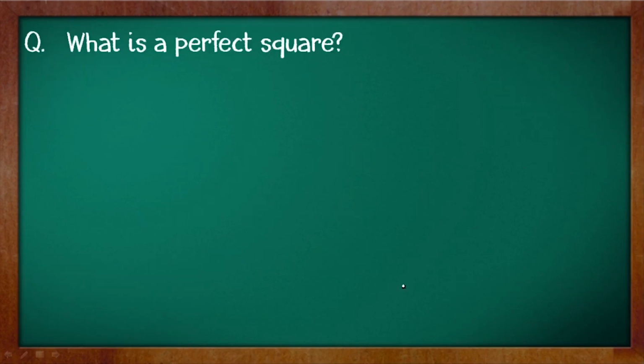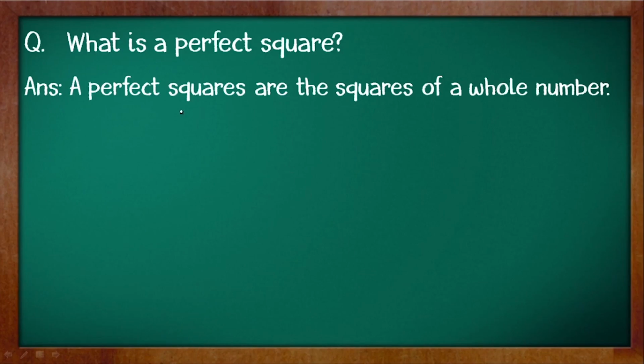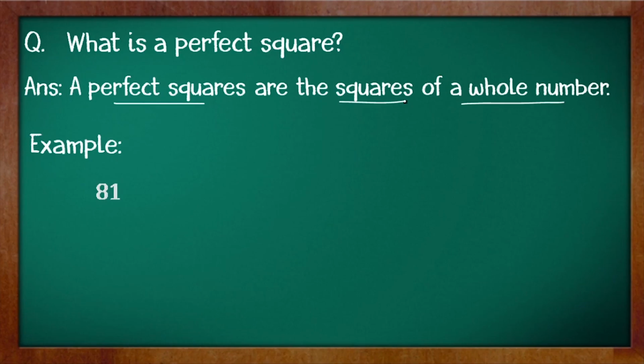So let us first see what is a perfect square. Perfect squares are the squares of whole numbers. A perfect square is a number which is the square of a whole number. For example, 81 is a perfect square. Why is 81 a perfect square? Because it is the square of a whole number, that is 9. It is the square of the whole number 9, so 81 is a perfect square.